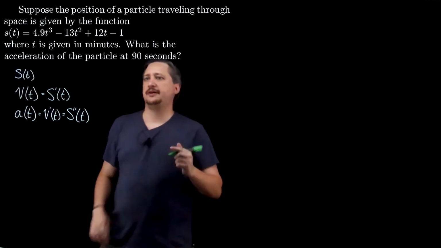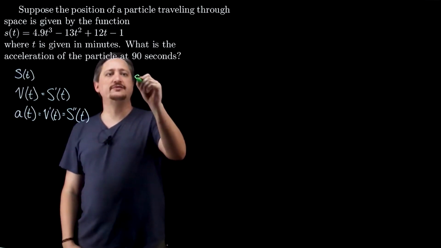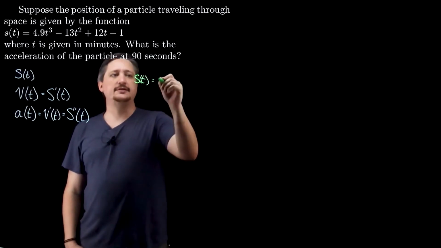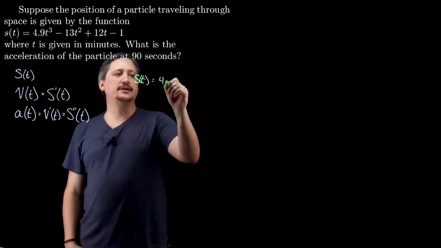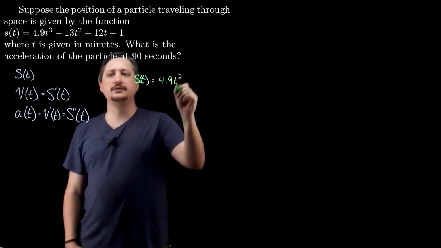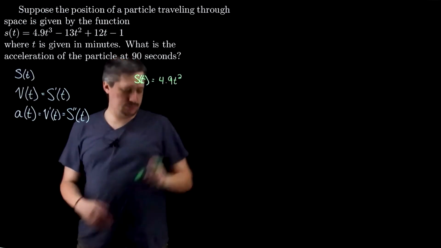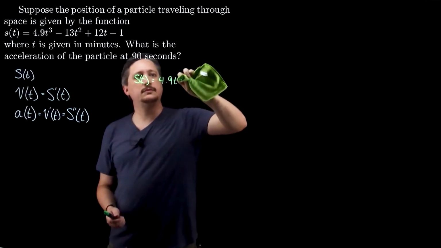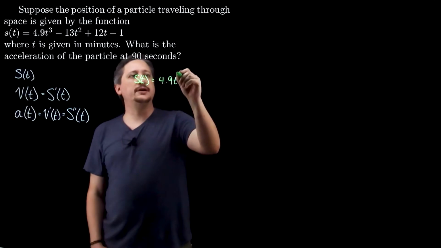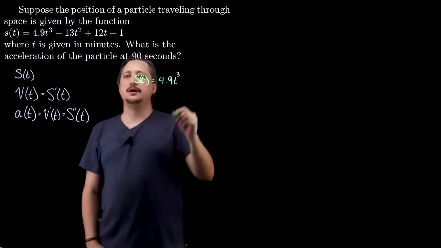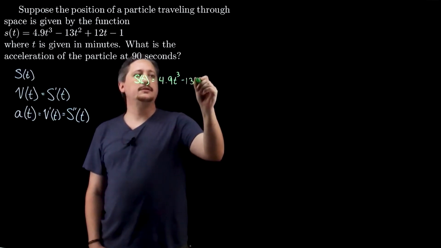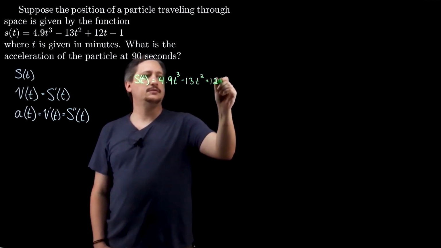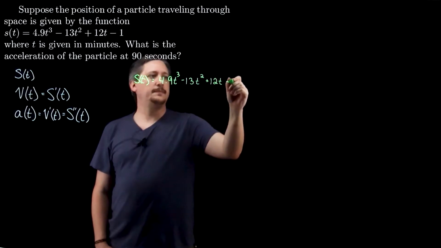So start with my s of t function. So s of t, that thing is 4.9 t cubed. Let me write that a little cleaner. So 4.9 t cubed minus 13 t squared plus 12t minus 1, okay?